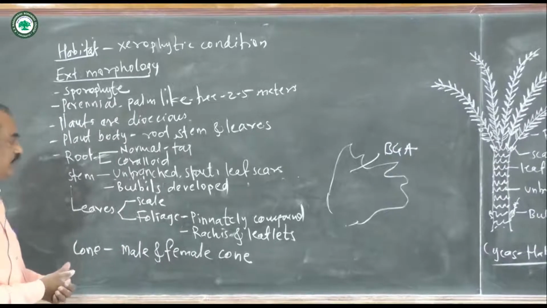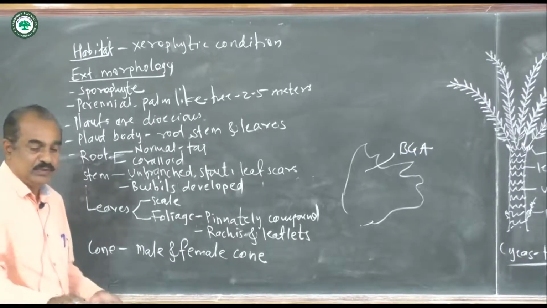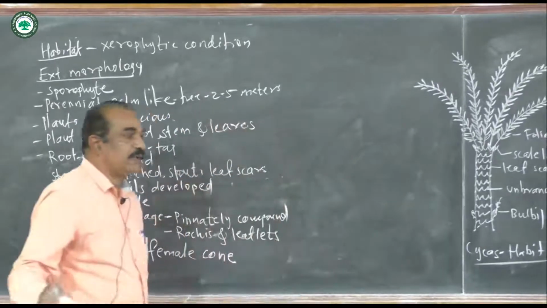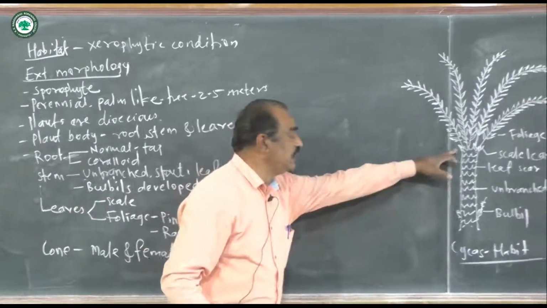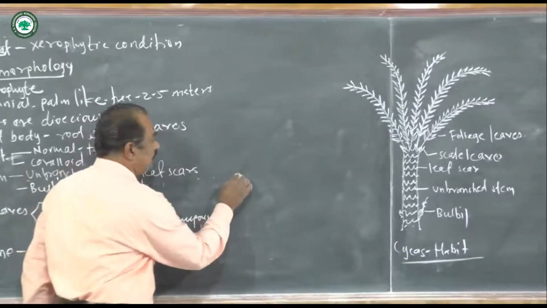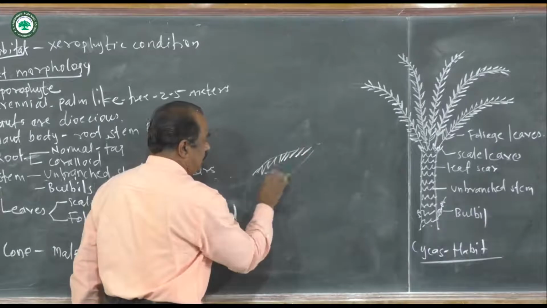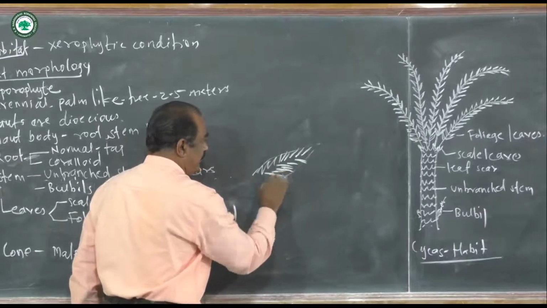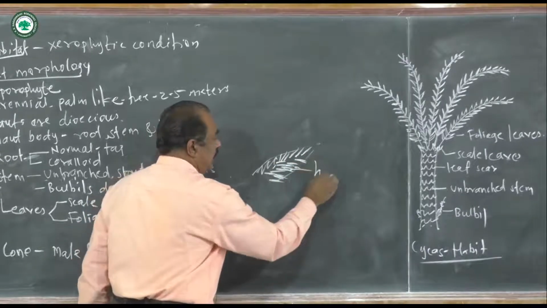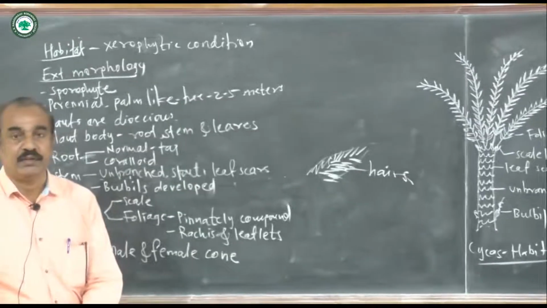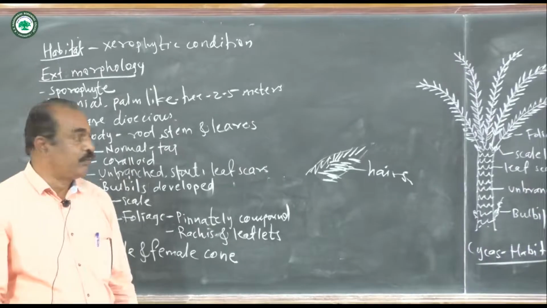Now that is the leaves. There are two different types of leaves found in the Cycas. The leaves which are very small in size, here scale leaves are present, and scale leaves are like this. They are very small in size, and on this hairs are developed, and they are non-photosynthetic. They are important in protection.